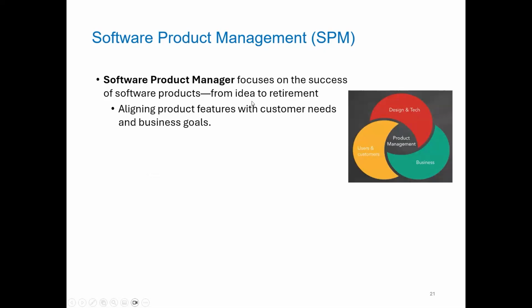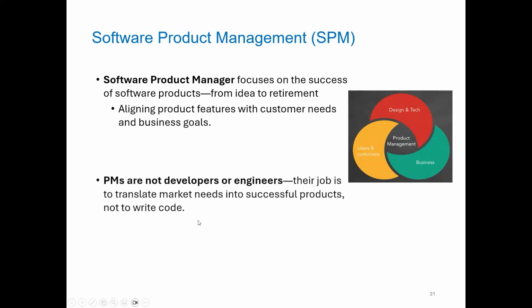Let's talk about software product management, or SPM. So who is a software product manager? They focus on the success of the software product from idea to retirement and on aligning product features with customer needs and business goals. PMs are not developers, so that's very important. A software product manager is not a developer or engineer. Their job is to translate market needs into a successful product, not to write the code.